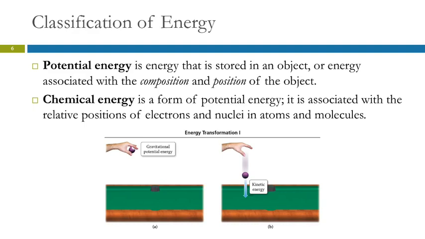Potential energy is energy stored in an object, or energy due to the composition and/or position of an object. The relevant form of potential energy for chemistry is referred to as chemical energy, and this is a potential energy due to the relative positions of electrons and nuclei within the atoms and molecules. Here we have an example of gravitational potential energy.